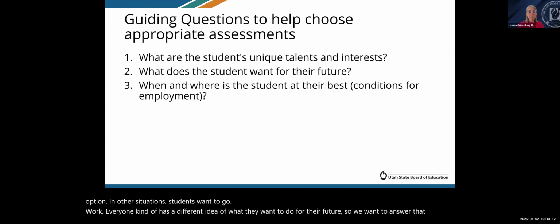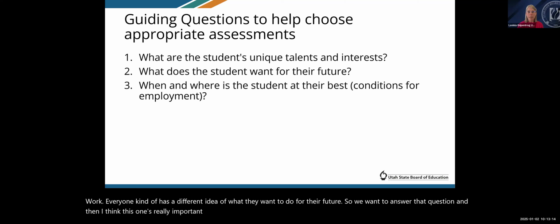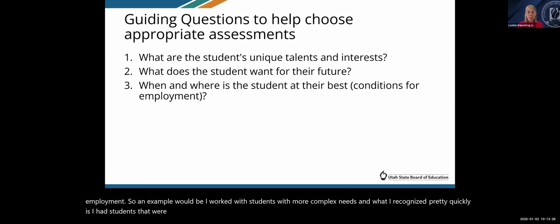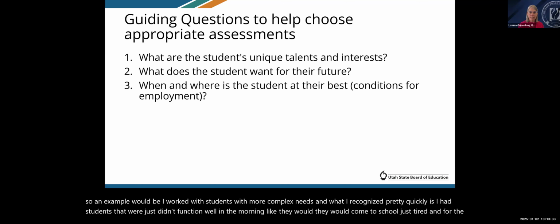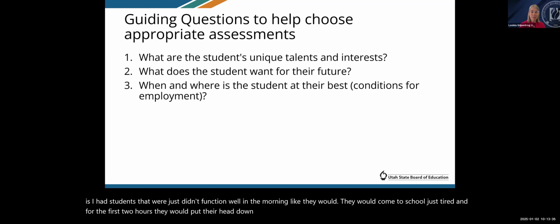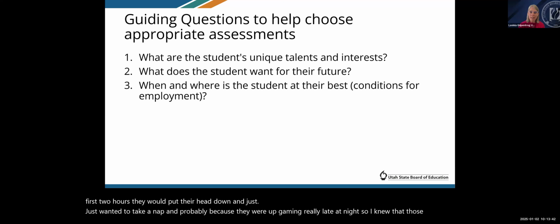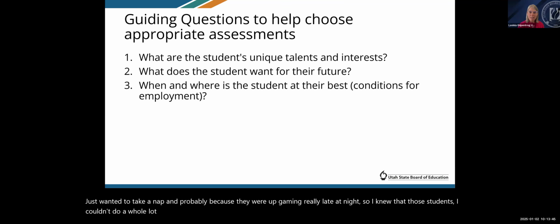And then I think this one's really important: when and where is a student at their best? I call this conditions for employment. An example would be, I worked with students with more complex needs, and I recognized pretty quickly that I had students that just didn't function well in the morning. They would come to school tired, and for the first 2 hours, they would put their head down and just wanted to take a nap, probably because they were up gaming really late at night. So I knew that I couldn't do a whole lot with those students in the morning.